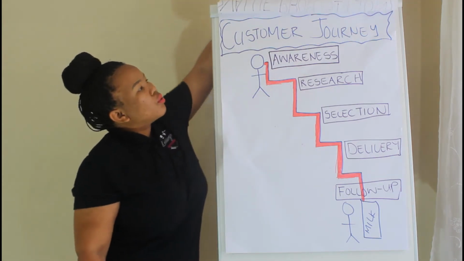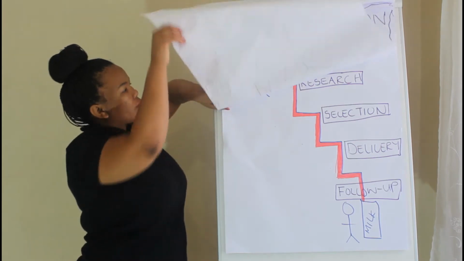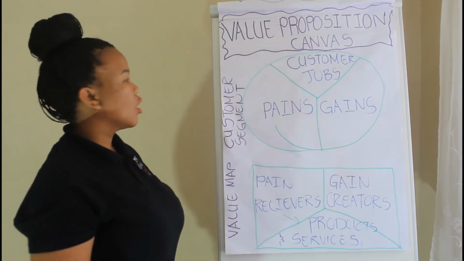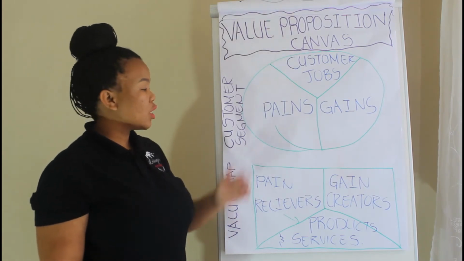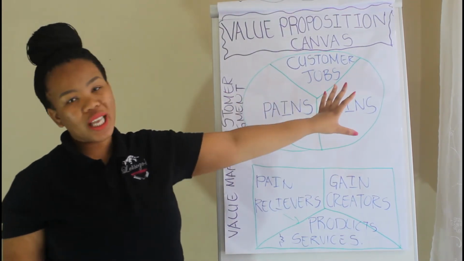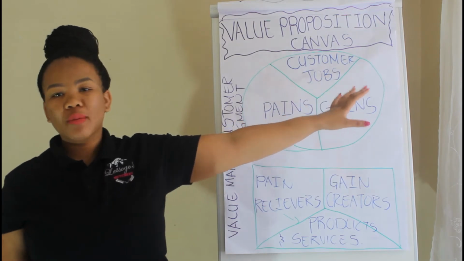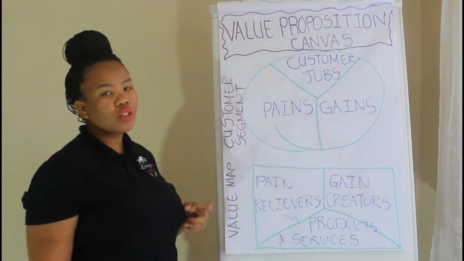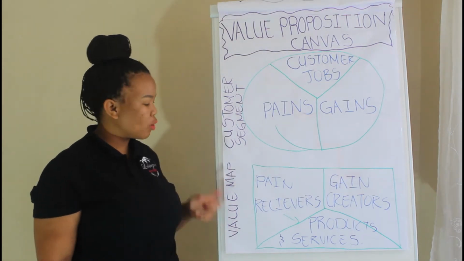Now let's go back to the value proposition canvas, right? The value proposition canvas has two parts. This part helps us identify what are some of the gaps that we have on the customer journey, and this part helps us map out the value. So it's a value map part.